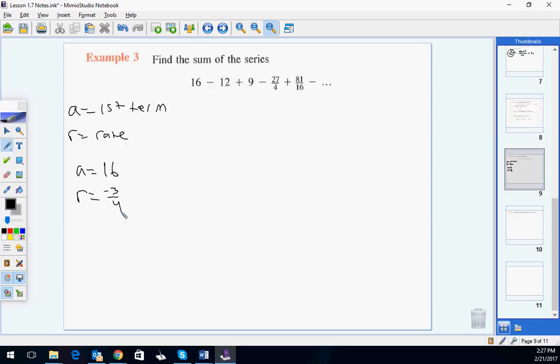Does that make sense? And so now we simply can use the formula A over 1 minus r, which is a negative 3/4, that's plus 3/4. So it essentially is going to be 16 over 7/4. When you do that out, it's going to give you 64 over 7. So 64 over 7 is the sum of that series.